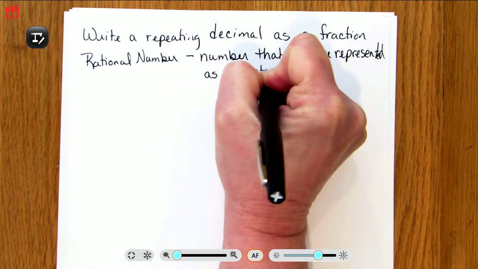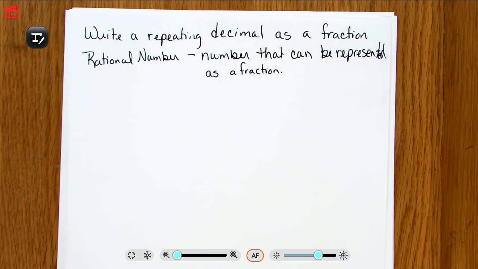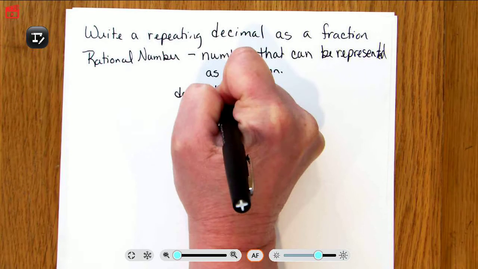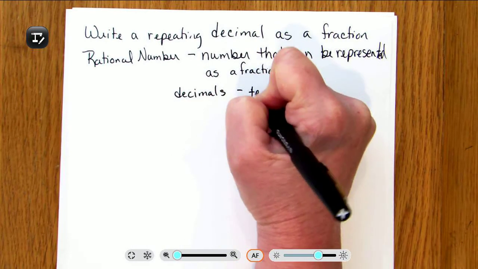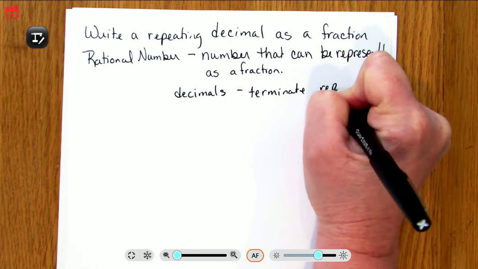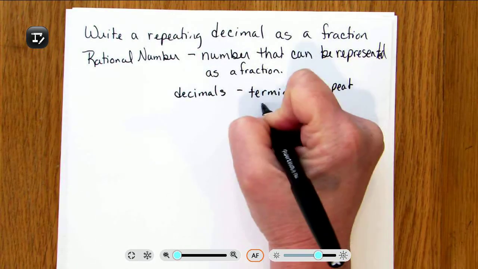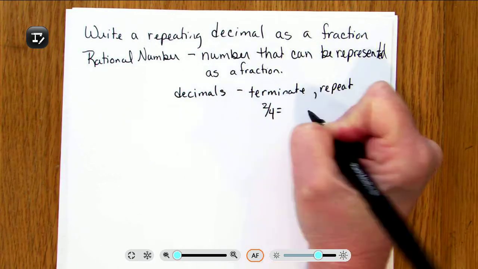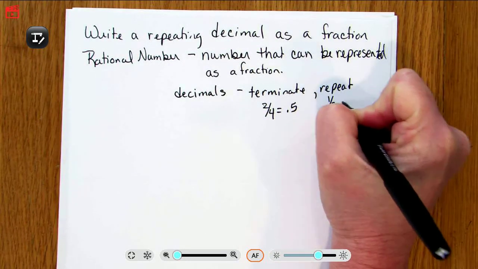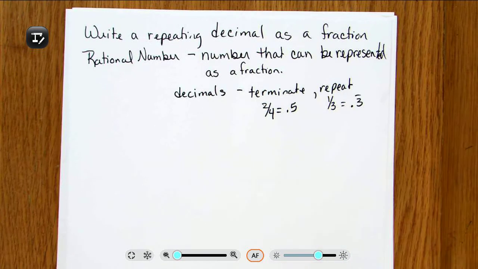Okay, and then we start looking at some fractions, and we realize that if we look at the decimals, those decimals will either terminate, stop, or they repeat. So like 2/4 is the same as 1/2 or 0.5. 1/3 is 0.3 repeating.